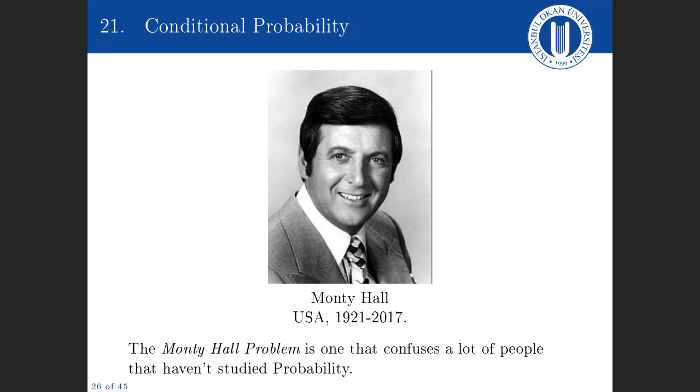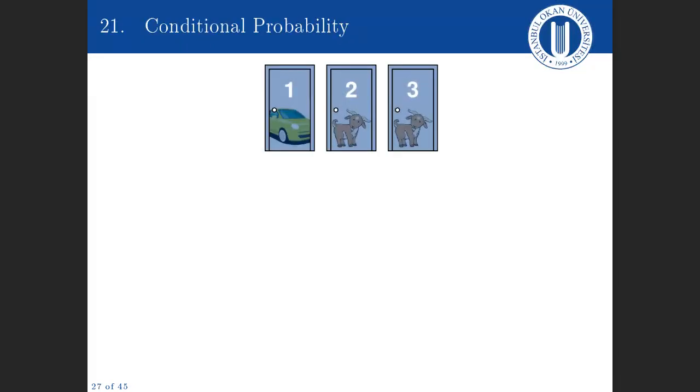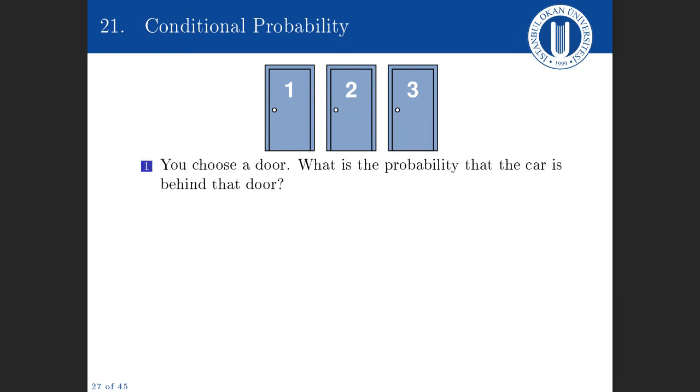This problem is named after an American TV game show host called Monty Hall. And this is a problem which seems to confuse a lot of people that haven't studied probability. So let's think about this. We know that there's one car, and we know that there are 2 goats, but we don't know where the car is. The car might be behind door number 1, the car might be behind door number 2, or the car might be behind door number 3. We don't know where it is.